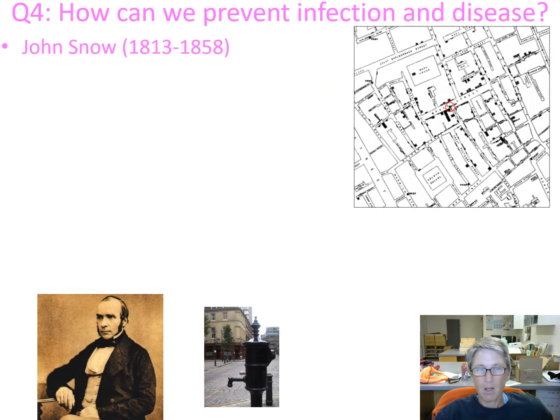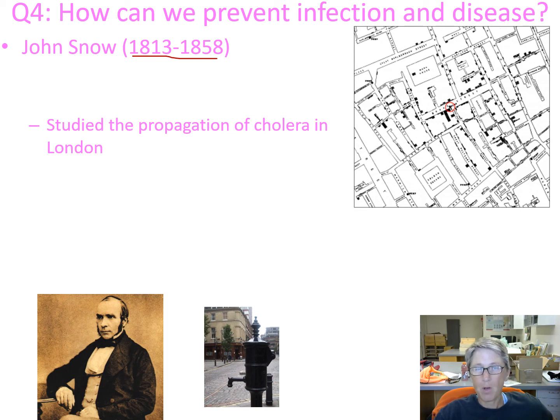Okay, here's our guy, John Snow. Remember, there's four people that changed the way hospital settings ran. John Snow, 1813 to 1858. The Broad Street Pump: he studied propagation of cholera in London. You've probably heard of cholera.